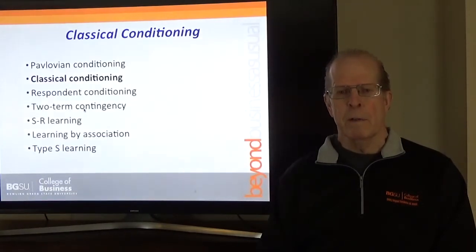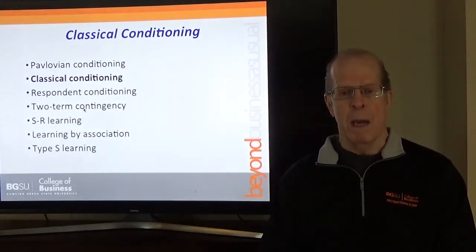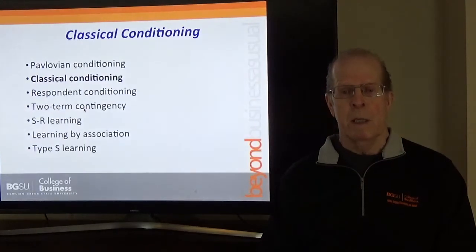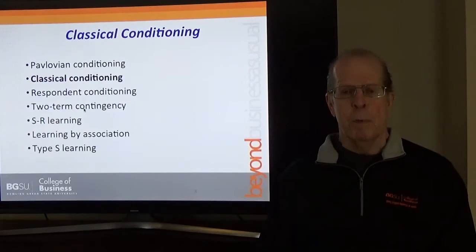It's called classical conditioning. There are some synonyms that we use for this, and you'll hear the term Pavlovian conditioning or respondent conditioning. Two-term contingency. The two terms are stimulus and response, that's it. In other words, it doesn't matter what happens after the response. And this is learning by association through repeated pairings. Also Type S learning. All of these mean the same thing.